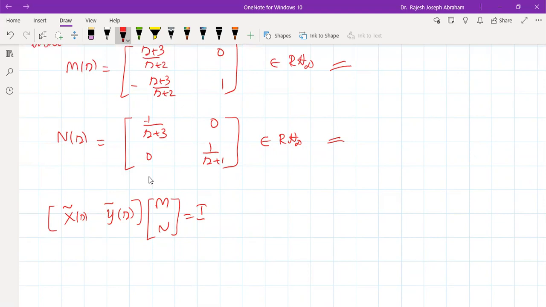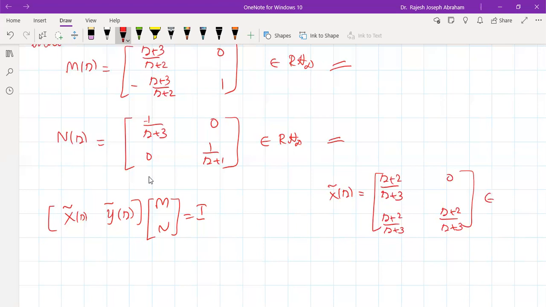What's the condition? X hat and y hat should be stable, rational, proper transfer functions. Okay, it should be a rational function. So suppose I select x tilde of s as [s plus 2 by s plus 3, 0, s plus 2 by s plus 3, and s plus 2 by s plus 3]. Okay, suppose this is the x tilde that I am choosing.